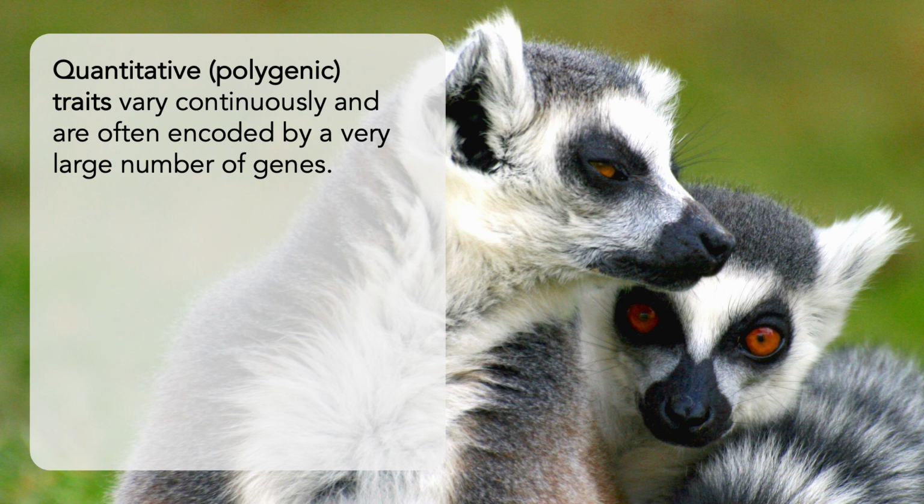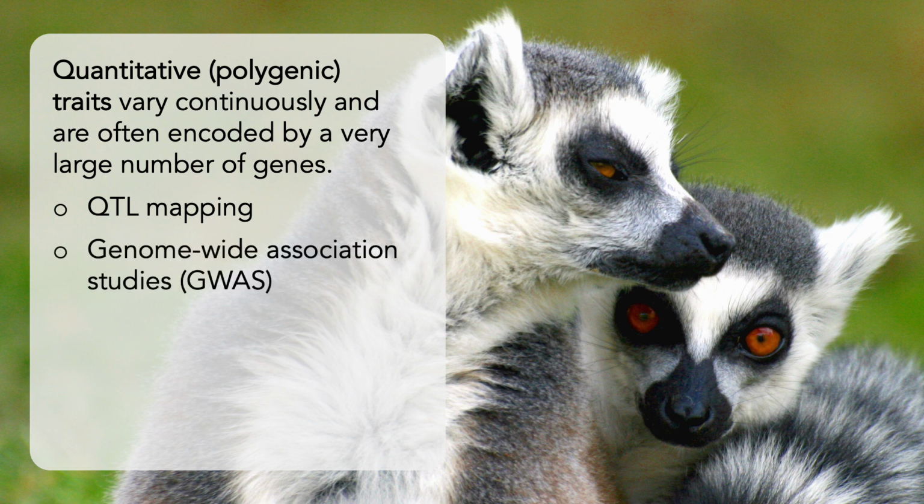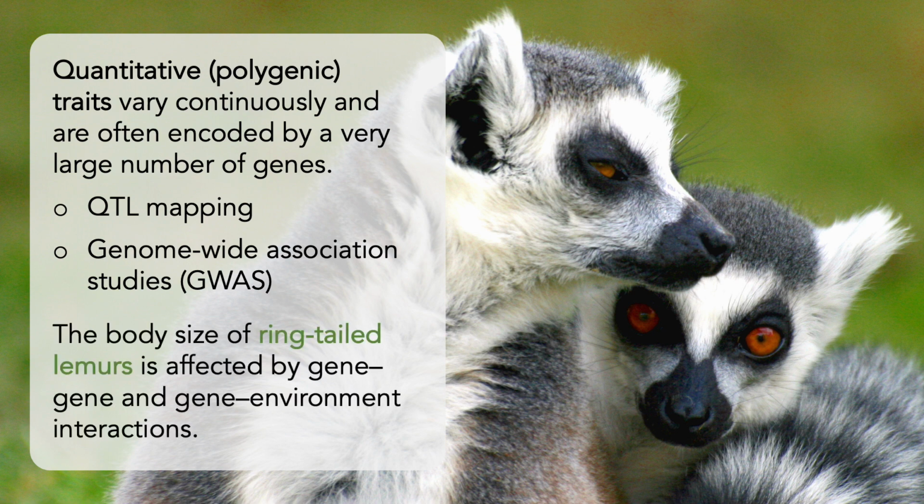We can identify the genes that are involved using QTL mapping, so looking at those quantitative trait loci. Or we can use genome-wide association studies. Both of these techniques essentially correlate genetic differences like SNPs, or single nucleotide polymorphisms, with phenotypic differences, the trait value, you might say. The body size of ring-tailed lemurs is an example of a quantitative trait, and its trait value is affected by gene-gene and gene-environment interactions.